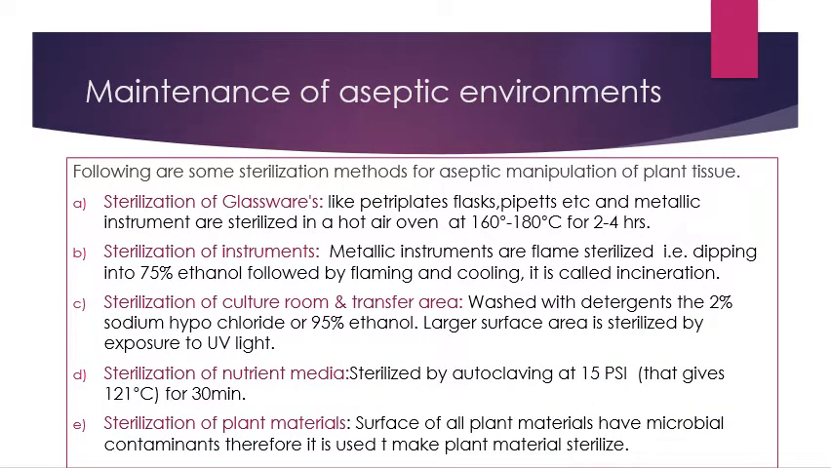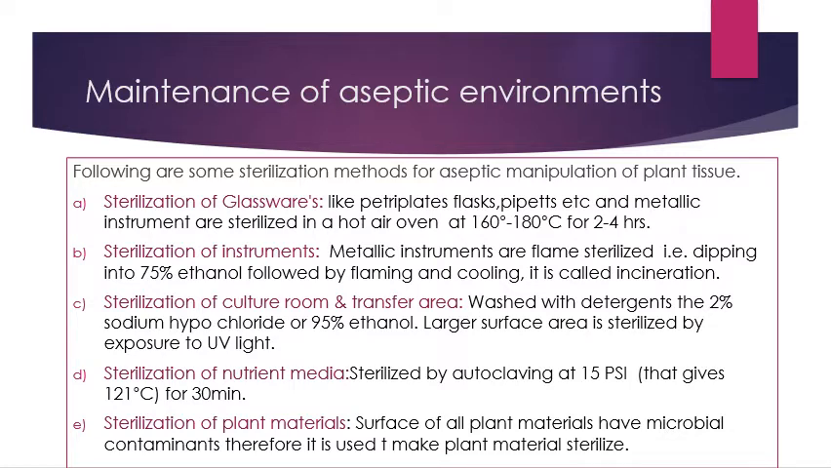Maintenance of aseptic environments. Following are some sterilization methods for aseptic manipulation of plant tissue. First, sterilization of glassware like petri plates, flasks, pipettes, etc. and metallic instruments is done in a hot air oven at 160 to 180 Celsius for 2 to 4 hours. Next, sterilization of instruments: metallic instruments are flame sterilized, that is, dipped into 75% ethanol followed by flaming and cooling.